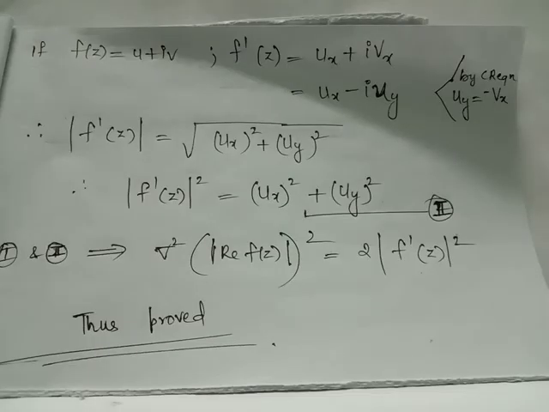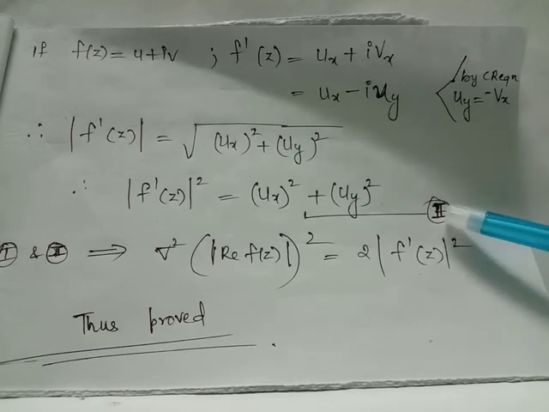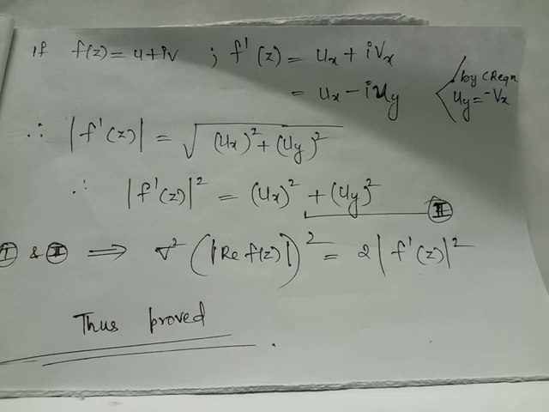Now we evaluate f dash of z, which is equal to ux plus i times vx because f of z is an analytic function. We replace vx by minus uy because f of z satisfies CR equations. We take the modulus of f dash of z, which is the square root of sum of squares of real and imaginary parts of f dash of z. We square both sides and we obtain equation Roman letter 2. Comparing equations Roman letter 1 and Roman letter 2, we obtain the desired result.